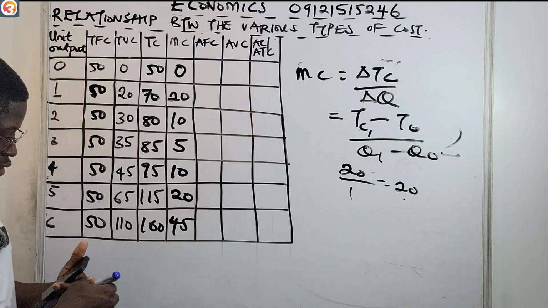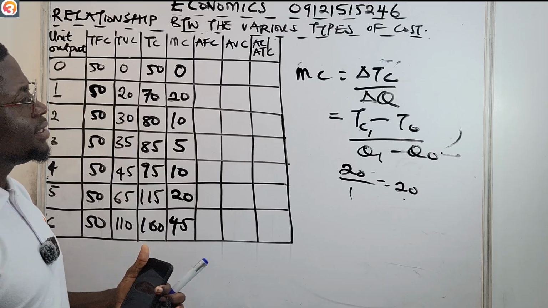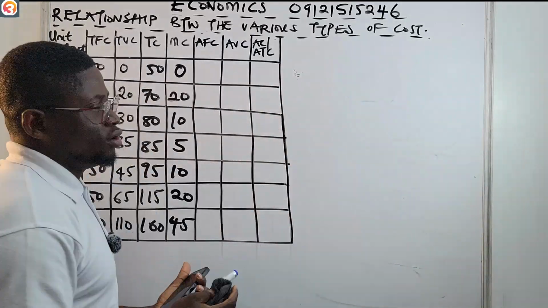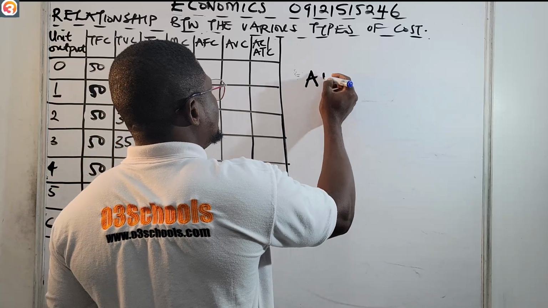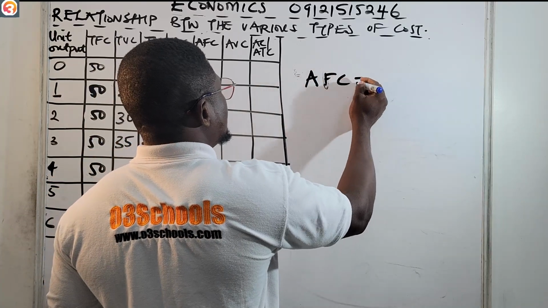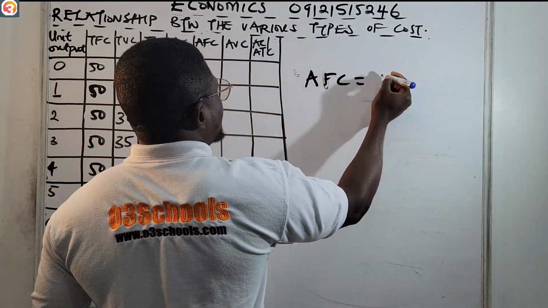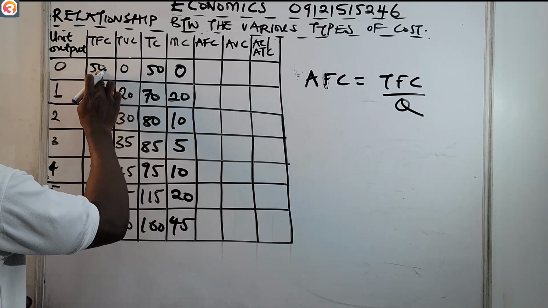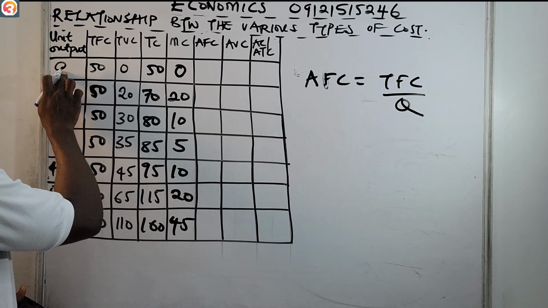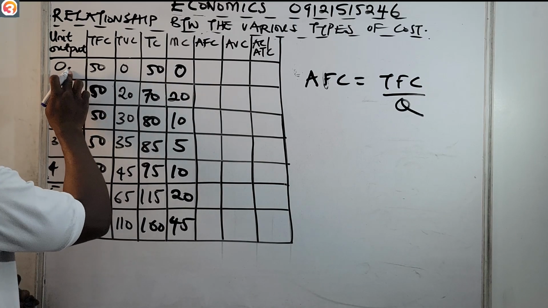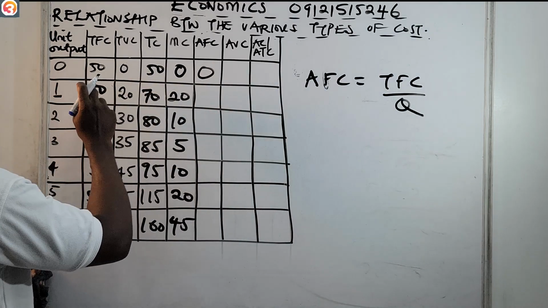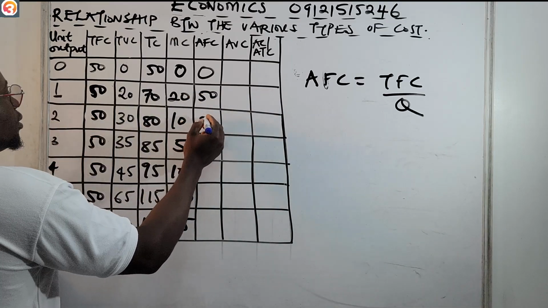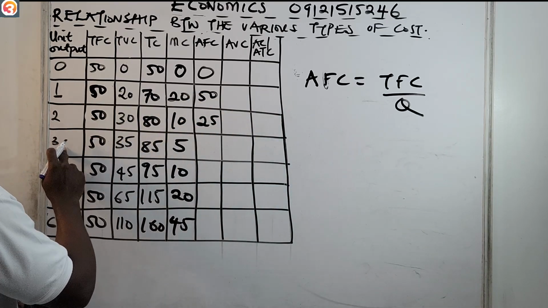So now, for AFC, what do you say AFC is? We said average fixed cost, AFC, is total fixed cost over Q. What's our total fixed cost here? 50 over Q. Q is 0 here, so 50 over 0 is 0. 50 over 1 is 50. 50 over 2 is 25.